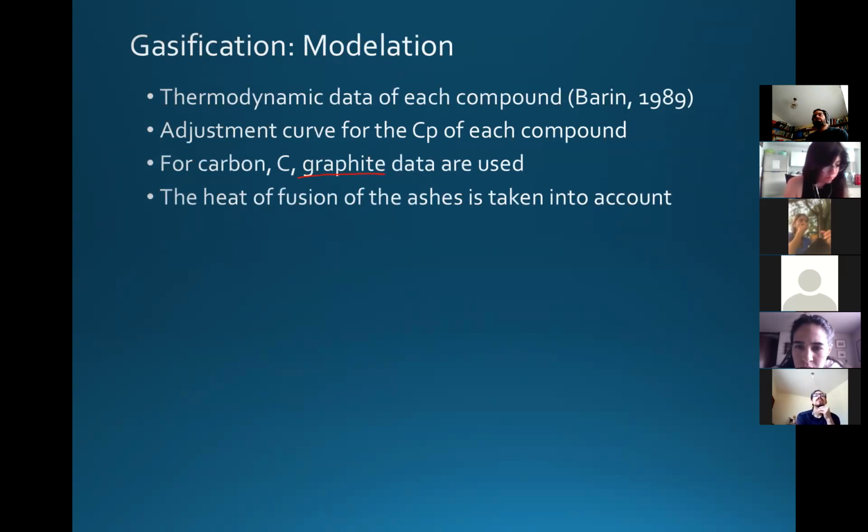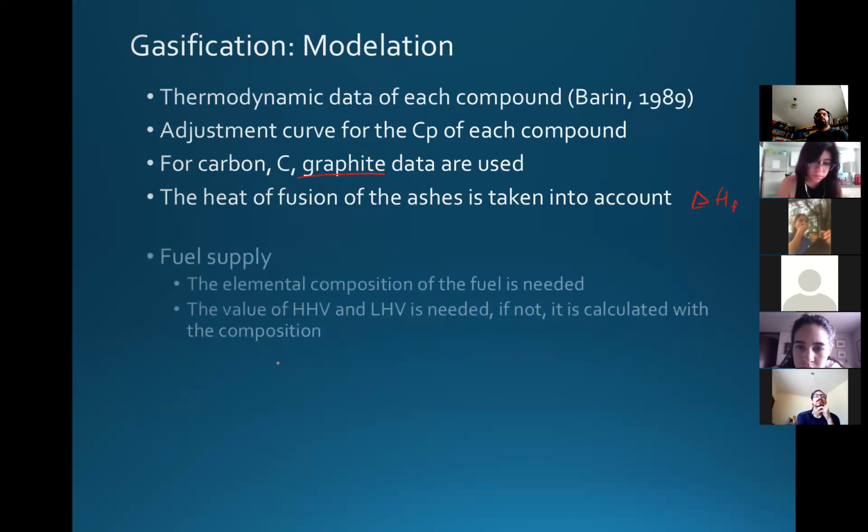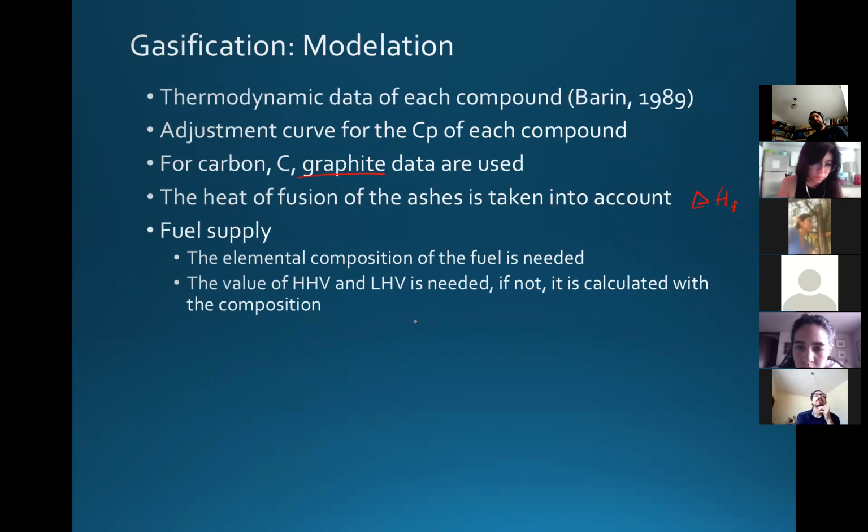The heat of the fusion of the ashes is taken into consideration. Okay, so we're going to have a delta HF for the ashes. And then the fuel supply, the elemental composition of the fuel is needed. Of course, you need to have, for example, what you did with the biomasses in the first exam and the information that you used for the second exam.